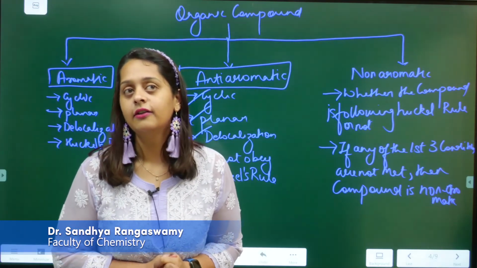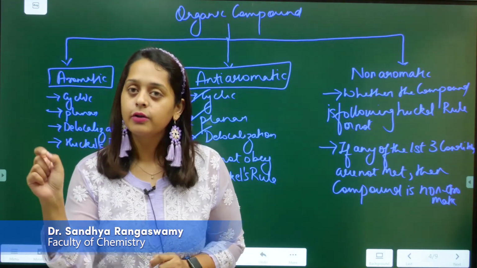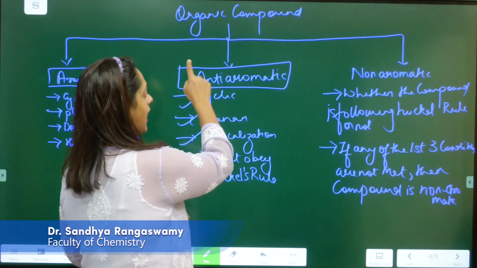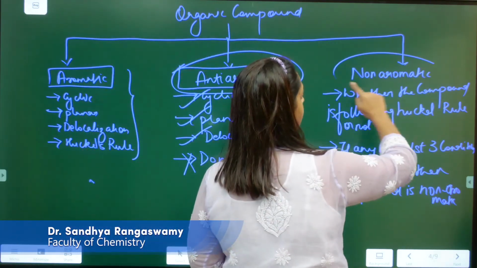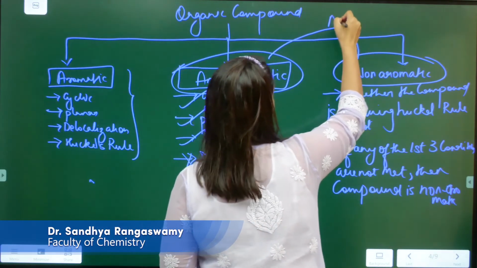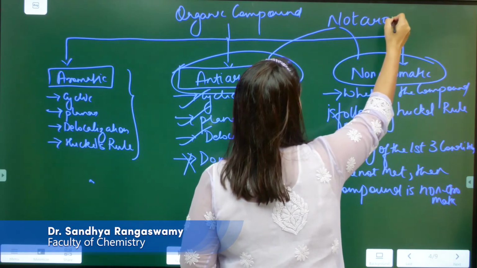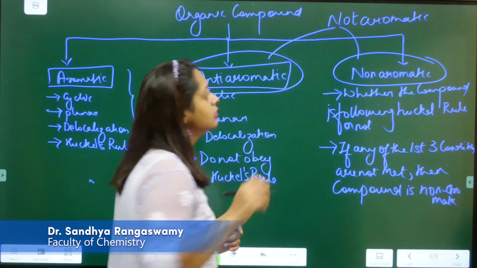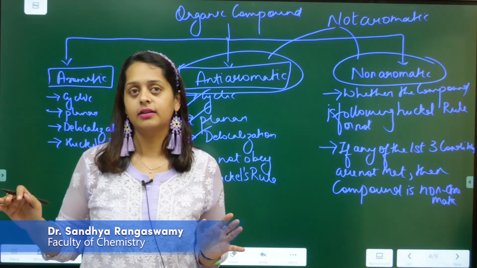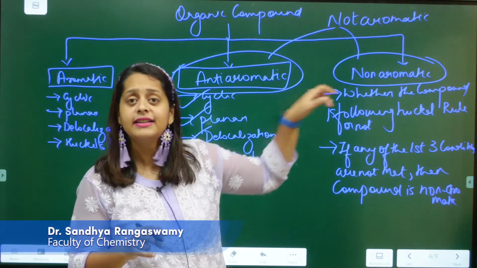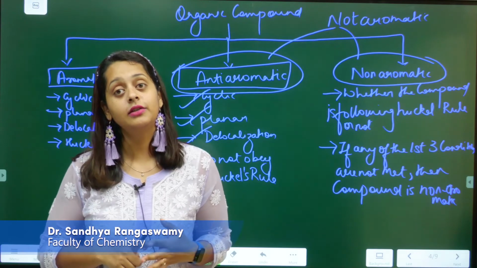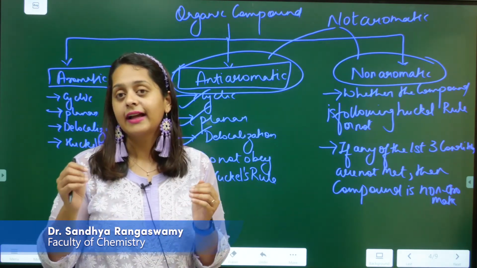You need to see whether the question has asked for not aromatic or non-aromatic. There's a difference. Not aromatic will constitute your anti-aromatic as well as non-aromatic. These two together will include not aromatic. Sometimes the question arises in such a manner that they just tell you to find out which one is not aromatic. You really do not have to care about whether it's anti or non-aromatic. So to be sure and certain, read the question completely and know what exactly is being asked.